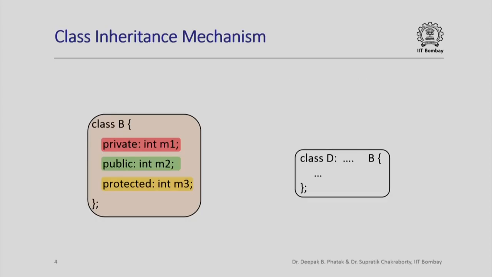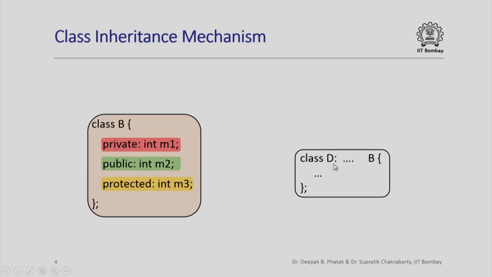So let us dive straight away into the class inheritance mechanism. Let us say this is a class named B, and in this class there are three data members M1, M2, M3, all of type integer, and M1 is declared to be private, M2 is declared to be public and M3 is declared to be protected. But this protected is a new access control keyword that we are seeing for the first time, and by the end of this lecture you will understand exactly what this means. For the time being, let us just say that this is a new access control keyword.